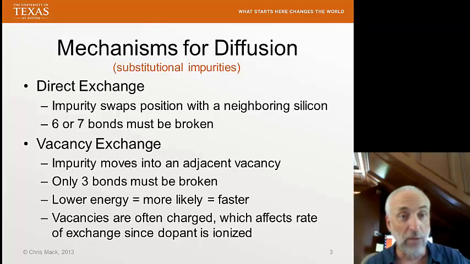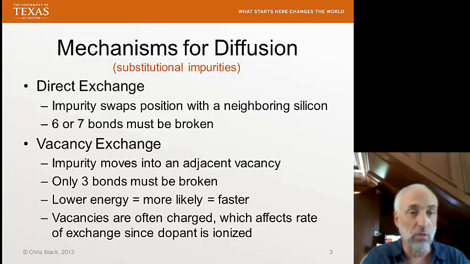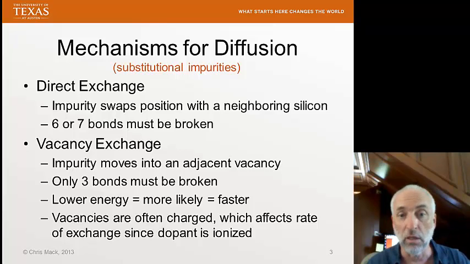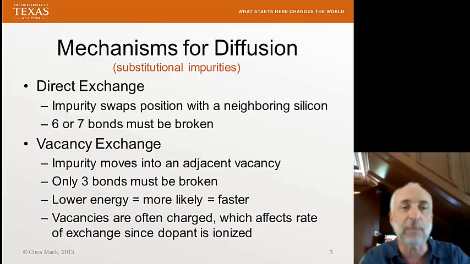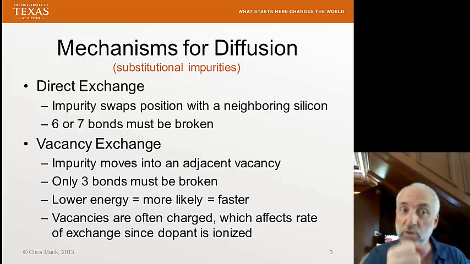Now, how is that going to affect the probability that a vacancy swaps with a dopant atom? Well, our dopants are charged as well. Our donors are ionized by donating an electron. Our acceptors are ionized by accepting an electron. So the dopant atom ionized is going to be charged.